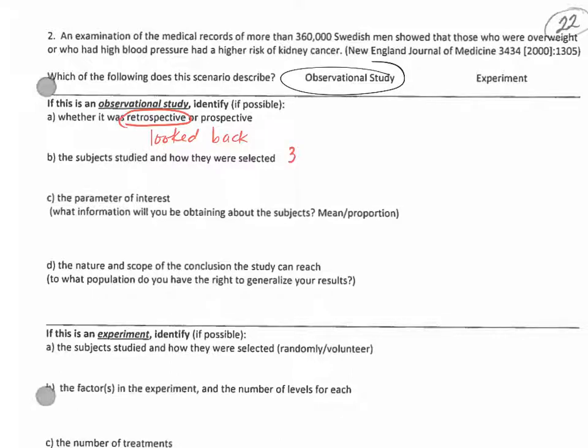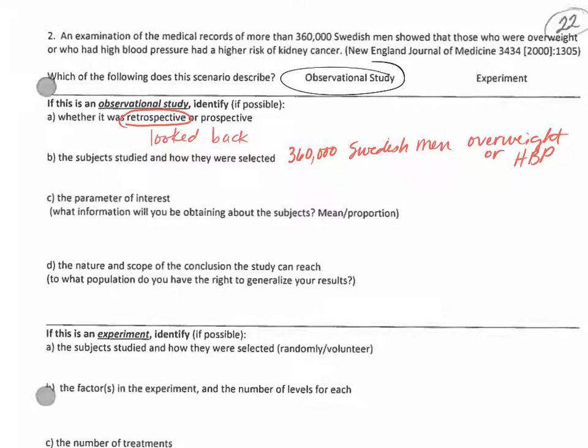Okay, we want to be specific on that. So we want to say the 360,000 Swedish men, and they were either overweight or had high blood pressure. So we were looking at all these files, and we came up with 360 men that were in either the overweight category or the high blood pressure category.